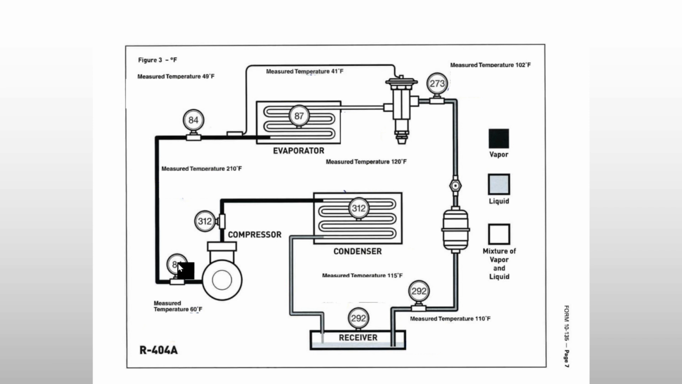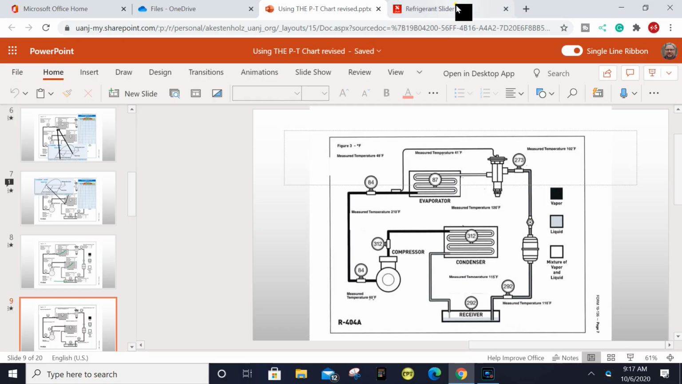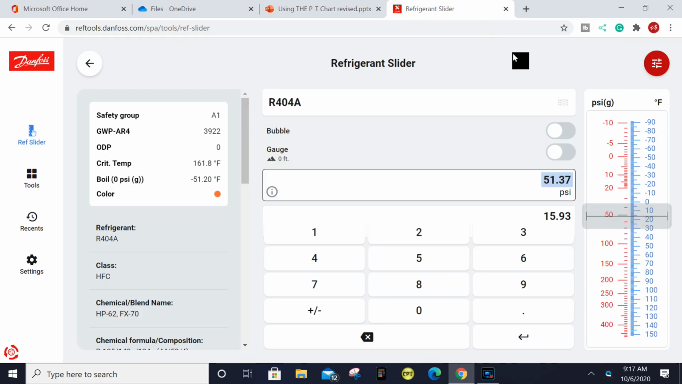So what we have to do with this chart here is take a pressure and convert it to a temperature. That's number one. So what I recommend doing is using the Danfoss slider app. If the condenser here is at 312 psi for 404, we're going to come over here and go to my Danfoss slider app. Just remember that you have to be in either gauge or absolute. Make sure you're in absolute. Make sure you're on PSIG.